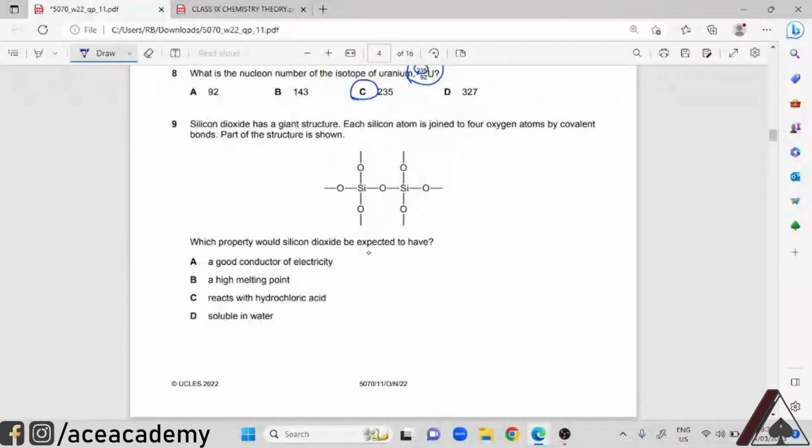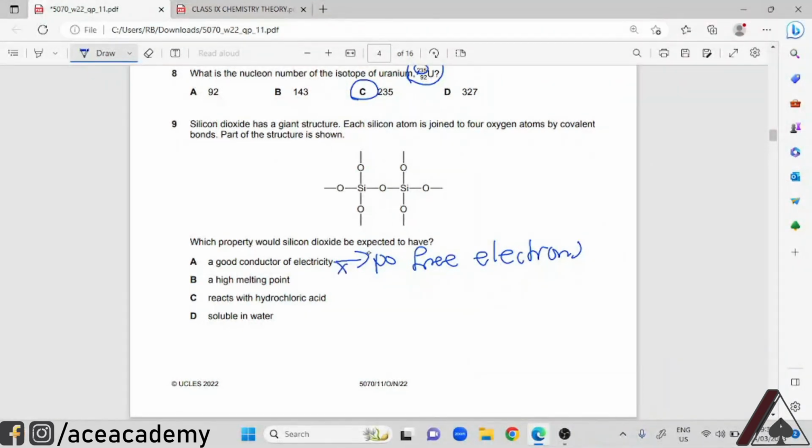Which property would silicon dioxide be expected to have? A good conductor of electricity. We know that in a silicon dioxide structure, all the outer shell electrons are used up in bonding. As a result, silicon dioxide does not have any free electrons or ions that can conduct electricity. As a result, this is not correct.